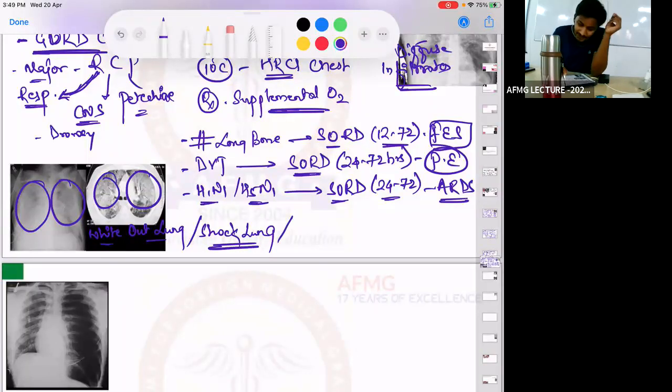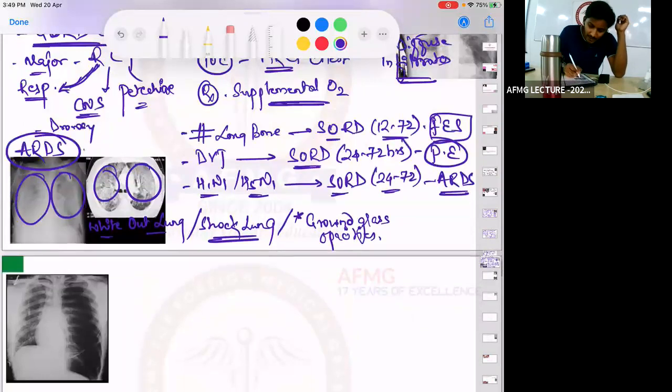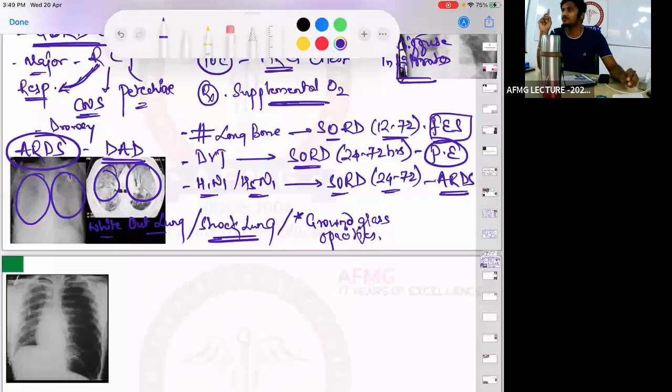And what characteristic do we mention, which type of opacity? What is the main pathology in ARDS, guys? Diffuse alveolar damage. What is the main pathology?